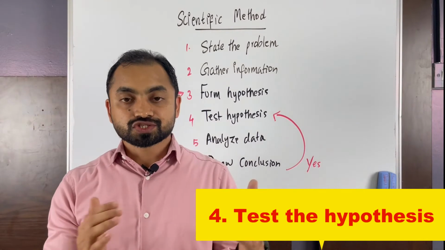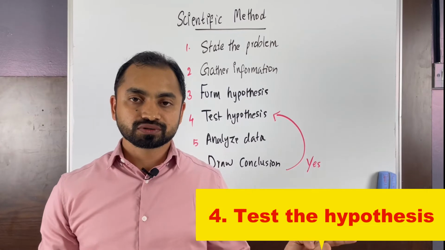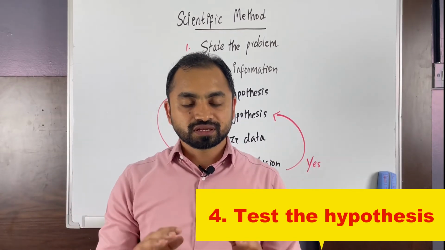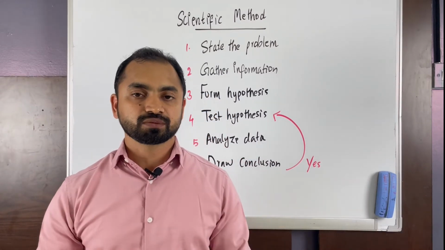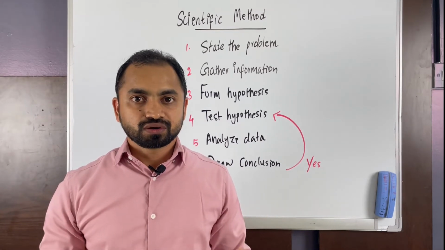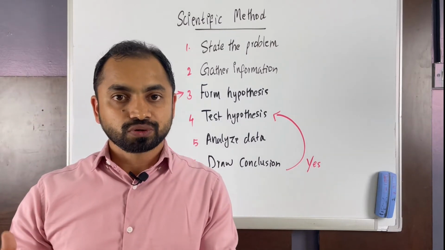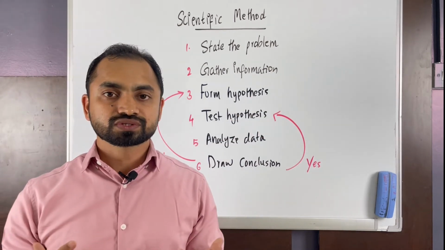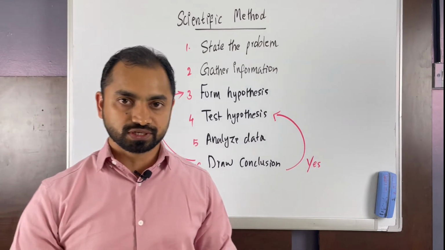Step 4 is test the hypothesis. During this step, we will check whether the hypothesis we made in step 3 is correct or not. There are different methods for testing the hypothesis, like conducting an experiment in the laboratory, making observations, and if the object under study is very small, like an atom or DNA, or very big, like the solar system or a galaxy, then we use a scientific model. A computer simulation is a good example of a scientific model.